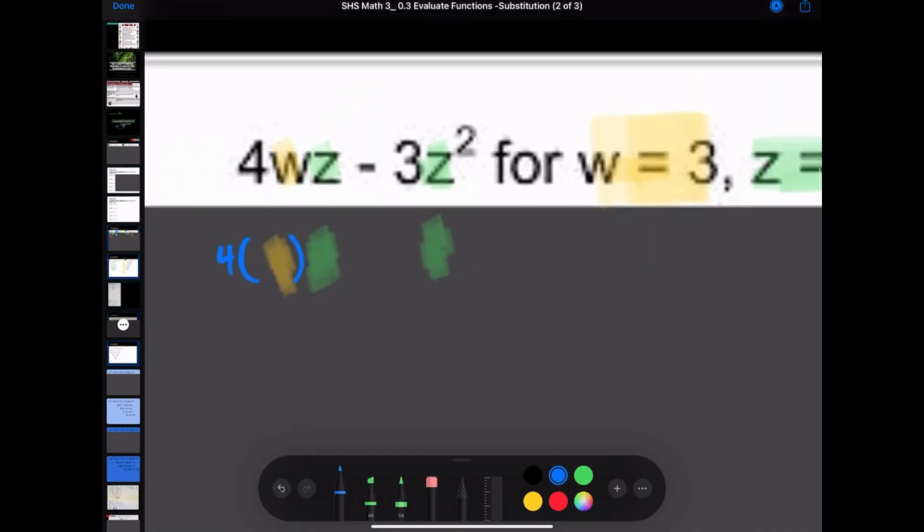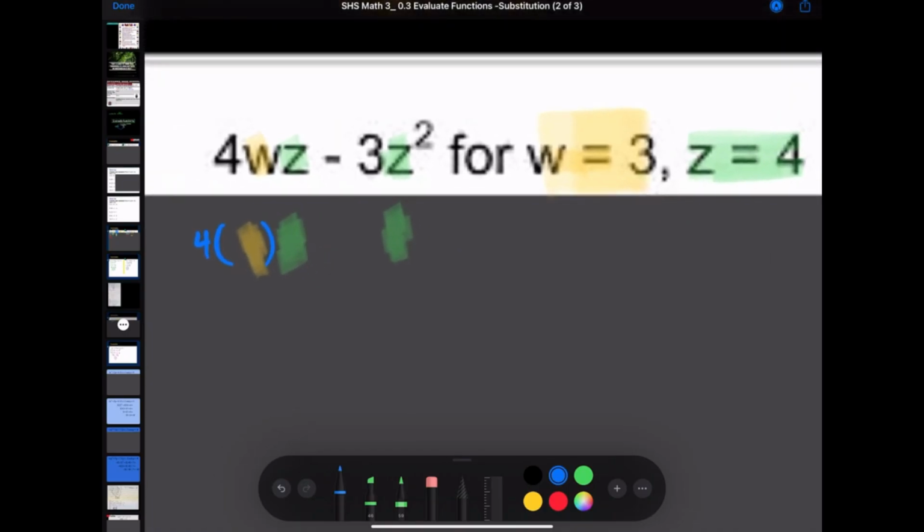So every W value, we're going to write 3. That's the yellows. But look what I'm doing. I'm putting it inside parentheses. Every Z value is what? 4. Every Z value is 4, and I have the square.